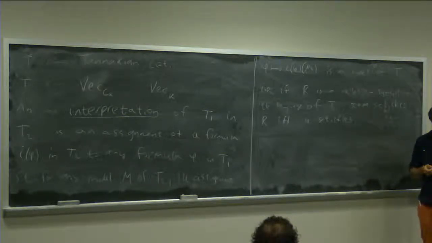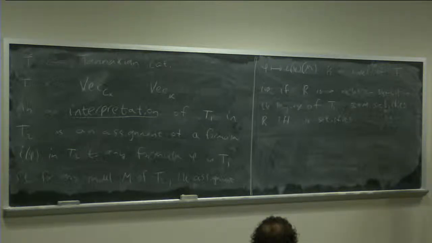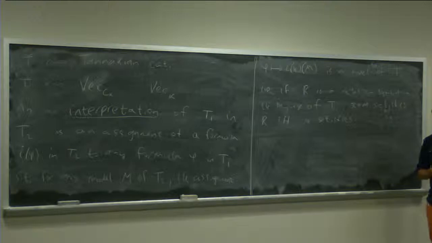So for example, if you take phi to be x equals x, and look at the formula in the language of T1, I of x equals x, that's a formula with one free variable. It defines some subset of the model of T2. This is going to be the universe of the model of T1. Yeah, exactly. So I guess I should have said that, except I want to work with a multi-sorted thing.